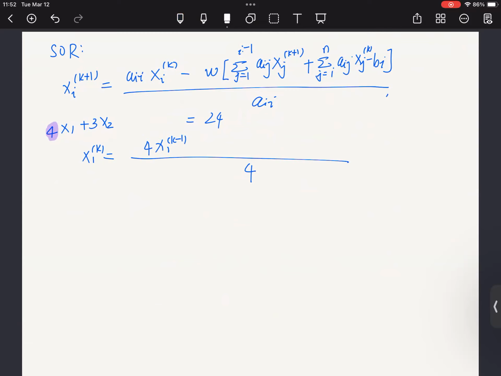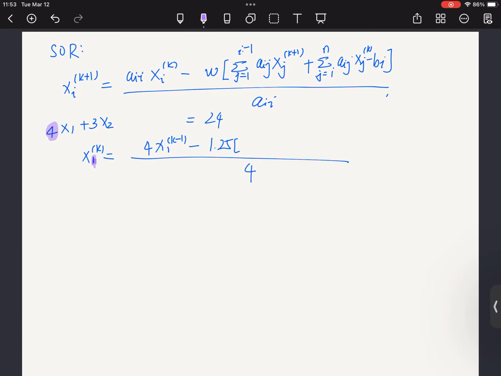This is the index here, this is the current step. So I just moved one index forward. We have the x1 k minus 1 here, and then subtract the omega. Omega is 1.25, and then the sum from j equals 1 to i minus 1. So we don't have anything here because i minus 1 is just 0, because this is the first index, right? So we don't have anything from this equation.